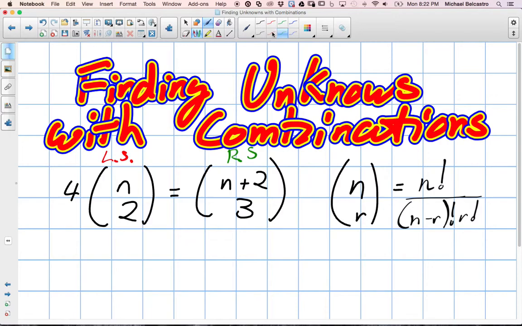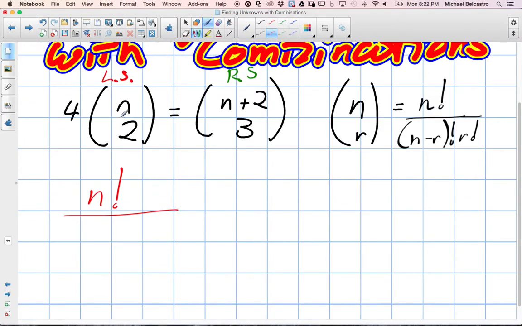Okay, so our left side, I'll write the equation out first: n factorial over, and recall that we used n for n, so n won't change. Our r value is the number 2, so n minus 2 factorial, and our r value is 2 again, so 2 factorial. That's all multiplied by the number 4, which is outside of our bracket.